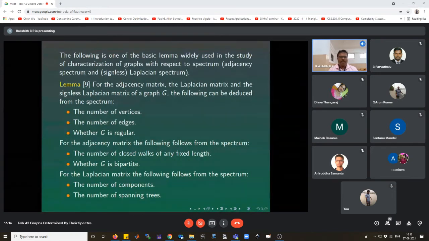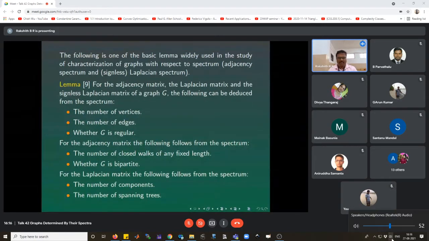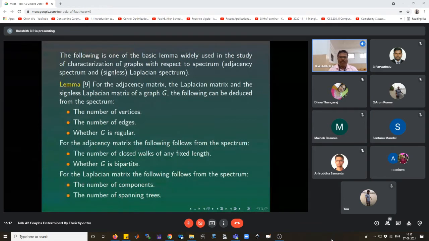And you can also deduce the number of spanning trees. This fact follows from the matrix tree theorem, which gives you the number of spanning trees in terms of the Laplacian spectrum. So using the Laplacian spectrum, one can deduce the number of components and the number of spanning trees in the graph.